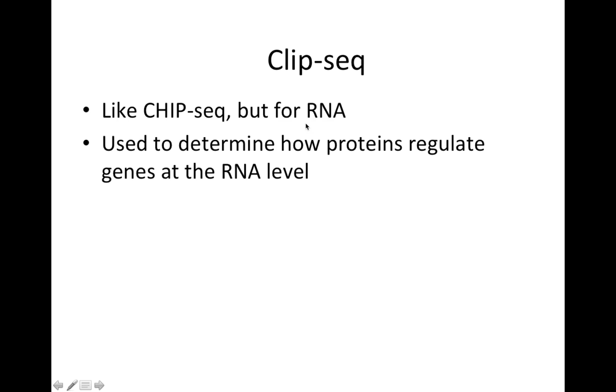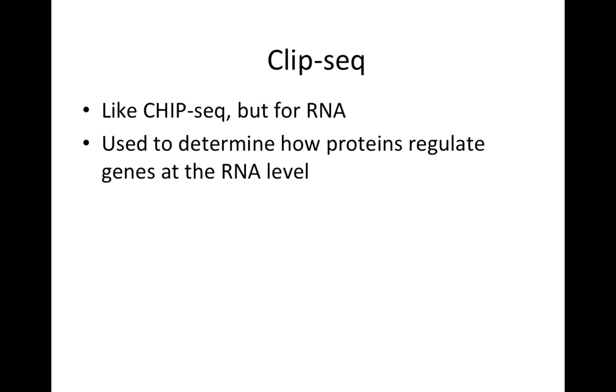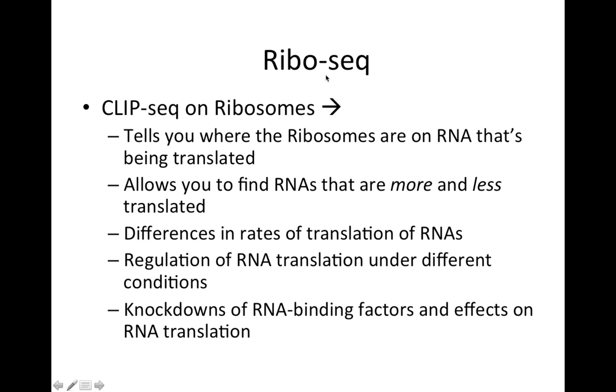So this is called ChIP-seq, and it's a very broadly used method for understanding where transcription factors bind. We can also do a similar thing with RNA binding proteins, like, say, proteins that are involved in splicing, and that's called CLIP-seq. So that's all I'd like you to know.